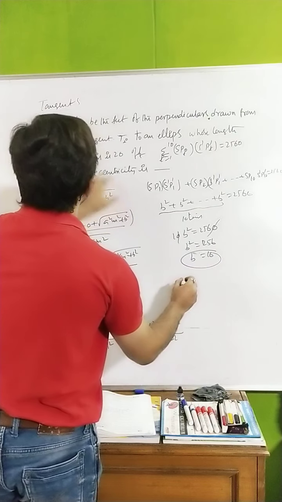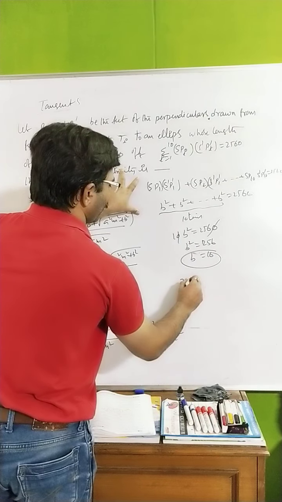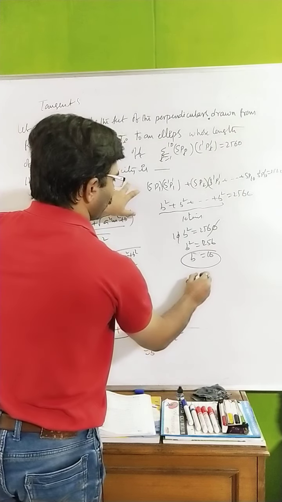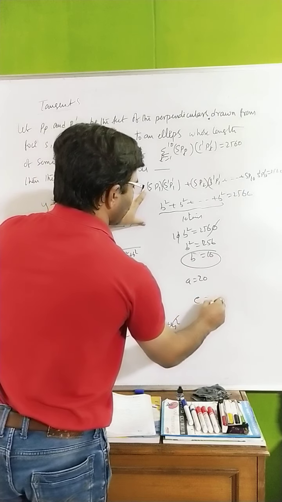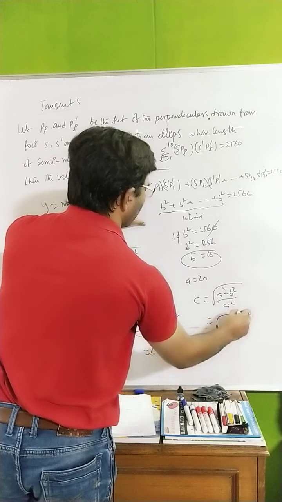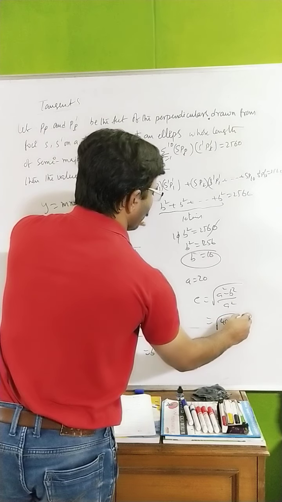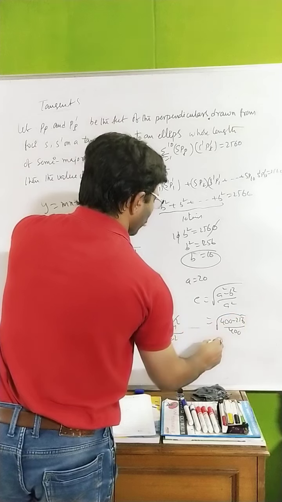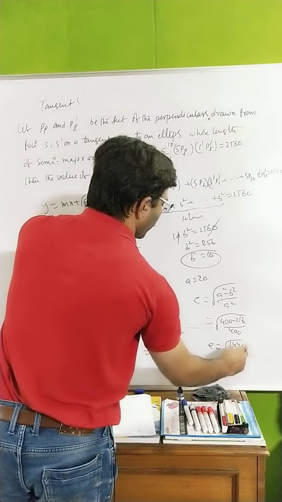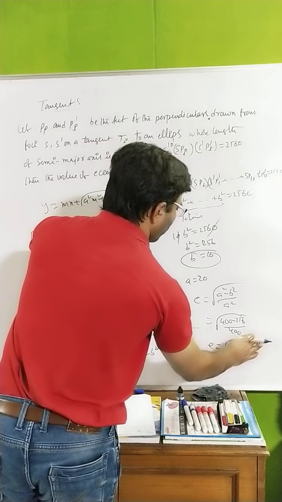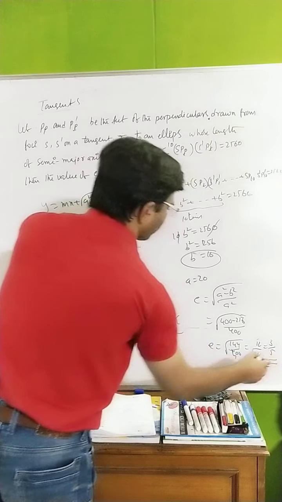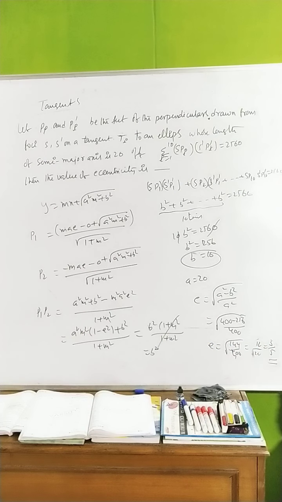Now another one he has given, major axis is 20, that is 2a is equal to 20. Semi-major axis means a only, a is equal to 20, so e square is equal to (a square minus b square) by a square. We have the formula. So (400 minus 256) divided by 400 gives 144 by 400. So you can write 12 by 20, so e is 3 by 5.